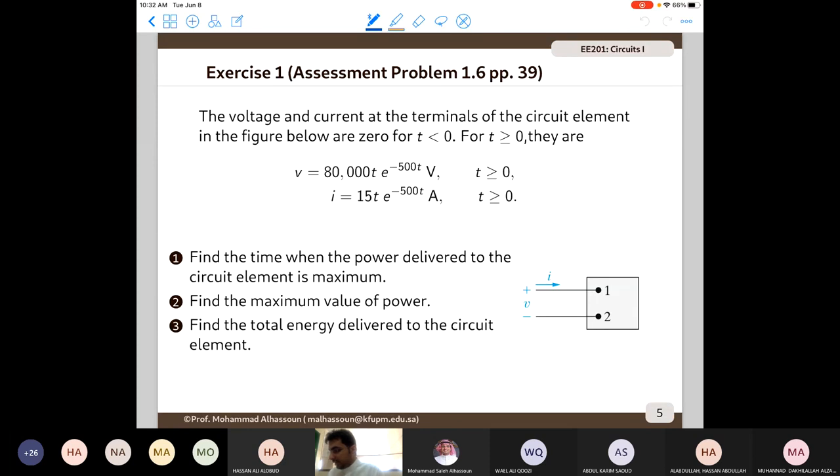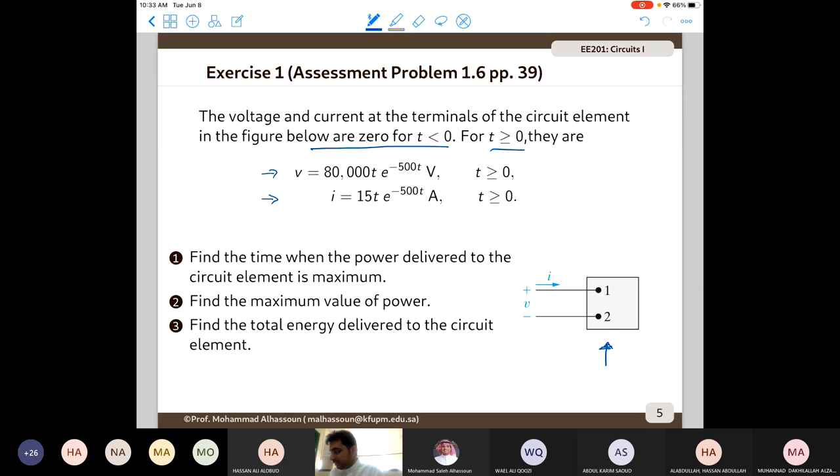In this exercise, which is much simpler than the one we covered in the previous lecture, we have a circuit element. We don't know what type it is, but we can assume it's an ideal basic circuit element with two terminals. It says that for t less than zero, the voltage and the current are zero. And for t greater than or equal to zero, they are given by these two formulas.